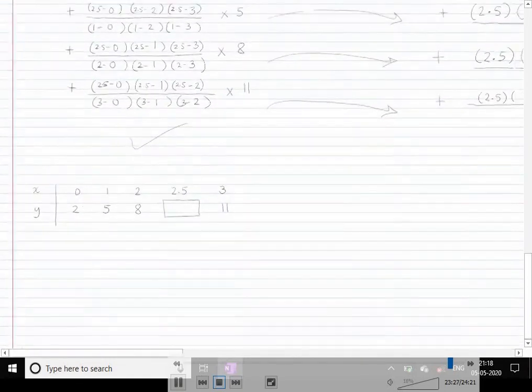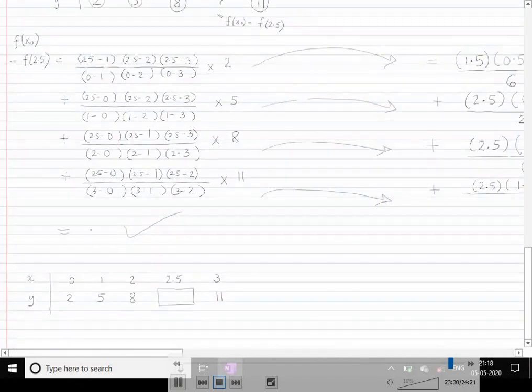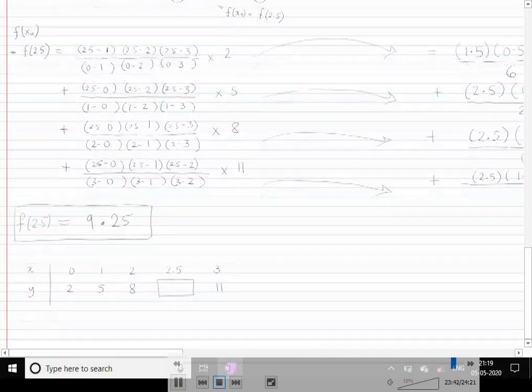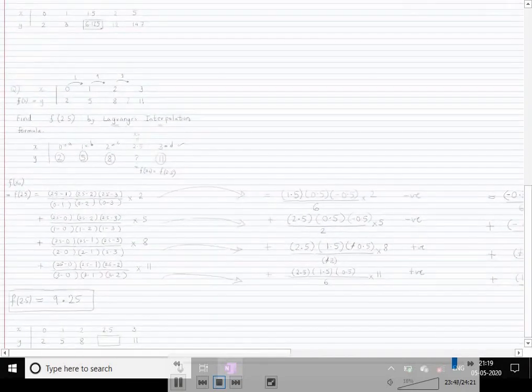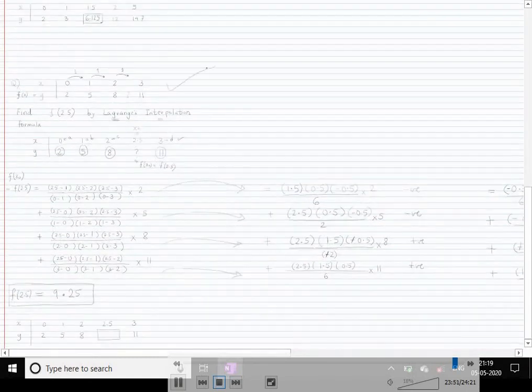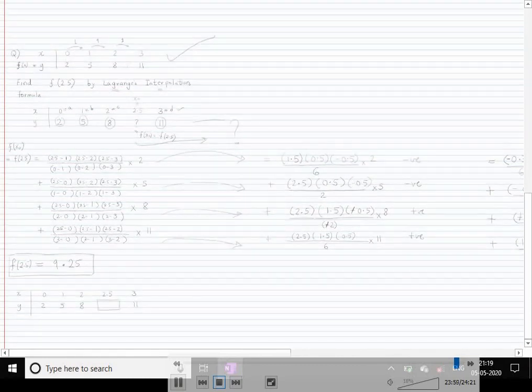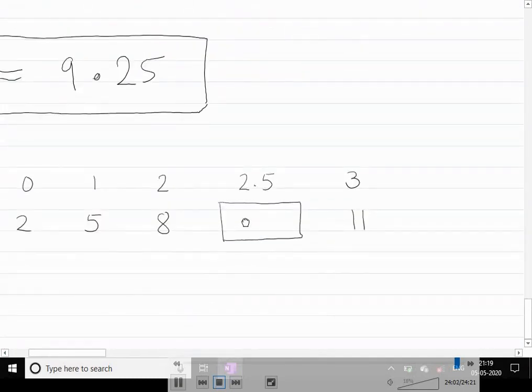Let me summarize what I have done. So f of 2.5 is equal to 9.25. This is the approximate value of f of 2.5, and I fill this up in the table, which was my original question. What was my original question? X was 0, 1, 2, 3 and 2, 5, 8 and 11, and I was trying to find the middle one, which is f of x naught. This is what I wanted to find, which I have found out as 9.25. So let me fill that value into the table. This is 9.25. So this actually ends the problem.